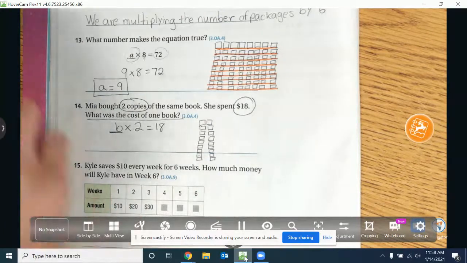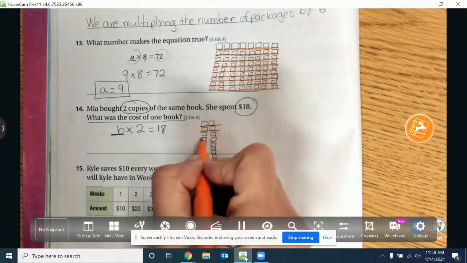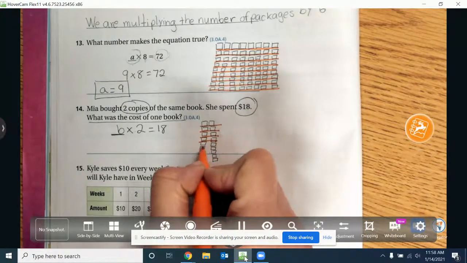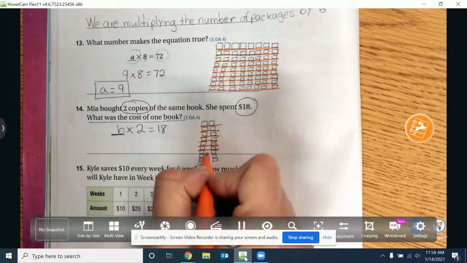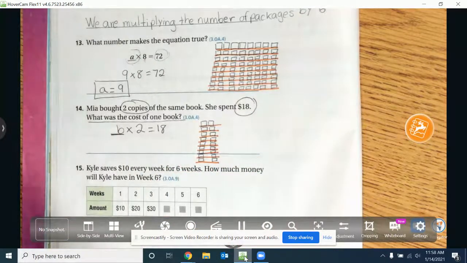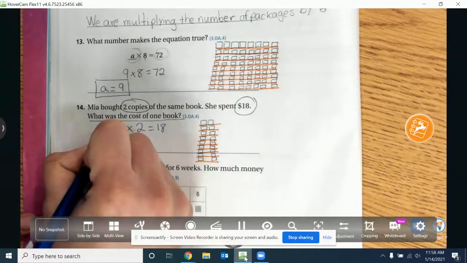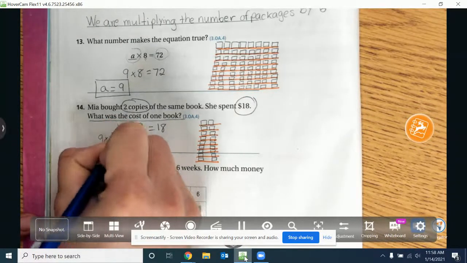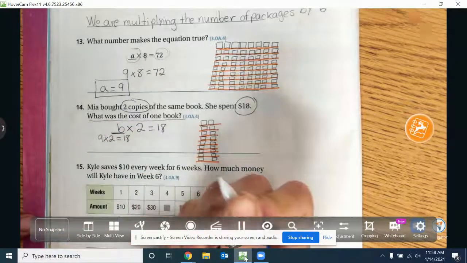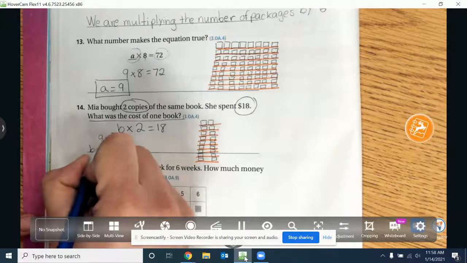How many rows of 2s did we make? 1, 2, 3, 4, 5, 6, 7, 8, 9. In other words, 9 times 2 equals 18. So the letter B equals 9.